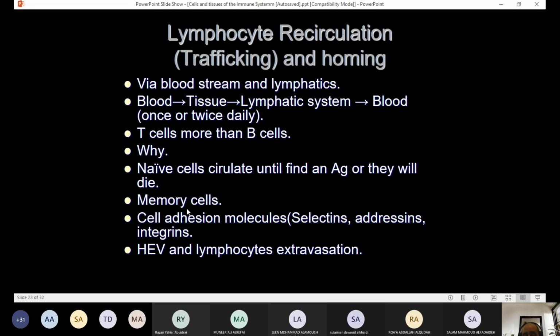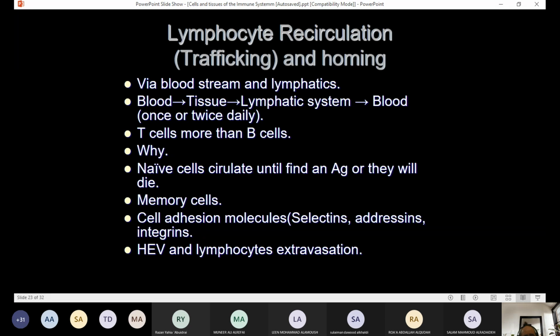When they meet their antigenic counterparts and are activated, they will change into memory cells, and their structure will change. So the memory cells are going to stay in our body for a longer period of time. The half-life of memory cells is much, much longer compared to the naive cells. And this is what we want. We want to have more memory cells, and we need to activate memory cells.